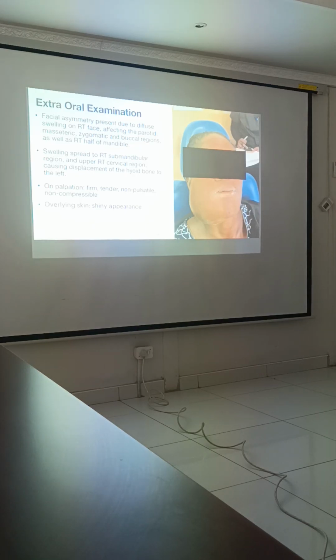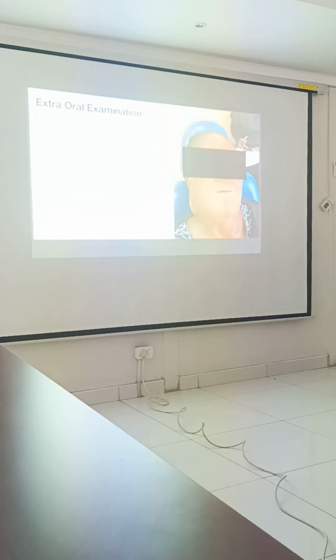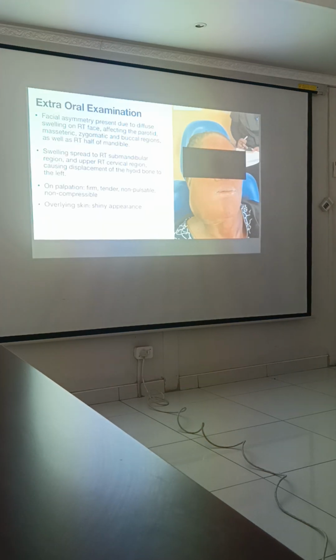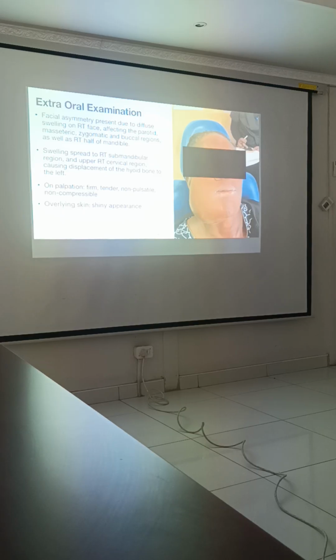So when she presented to our clinic last year, we did a thorough examination, and on extraoral examination there was marked facial asymmetry due to a swelling on the right side of the face, involving the parotid, the zygomatic, the buccal, the masseteric, as well as the right half of the mandible, and the submandibular and the upper right cervical regions were also involved. On palpation, the swelling was tender and firm, however non-pulsatile and non-compressible, and the overlying skin had a shiny appearance. The swelling also caused displacement of the jaw bone to the left side.